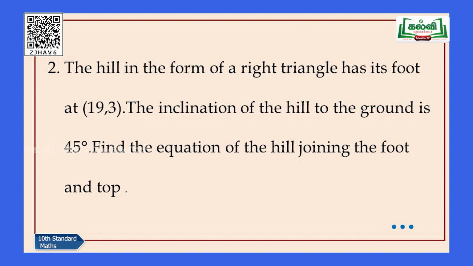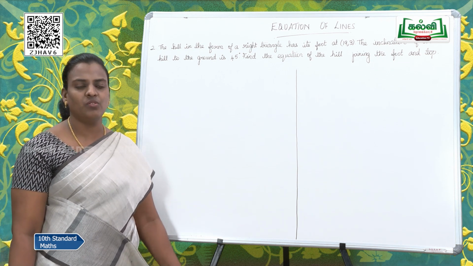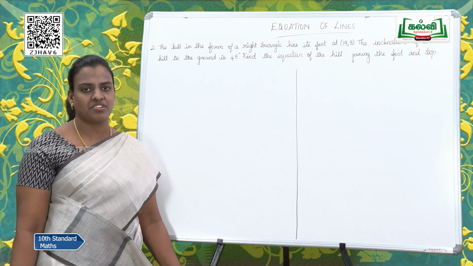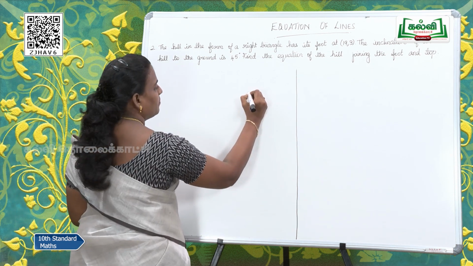The hill in the form of a right triangle has its foot at 19,3. The inclination of the hill to the ground is 45 degrees. Find the equation of the hill joining the foot and the top. So what is given in the question? It is given that there is a hill which is in the form of a right triangle, which means right angle triangle. So let me draw the diagram.